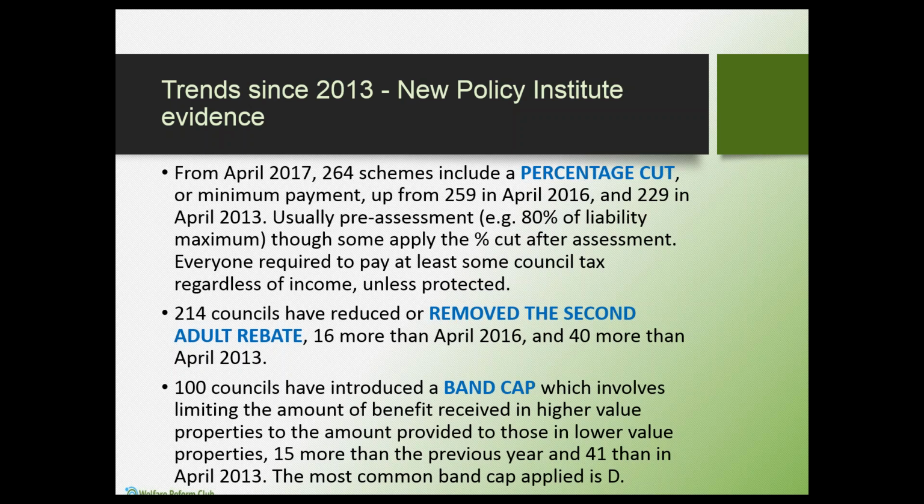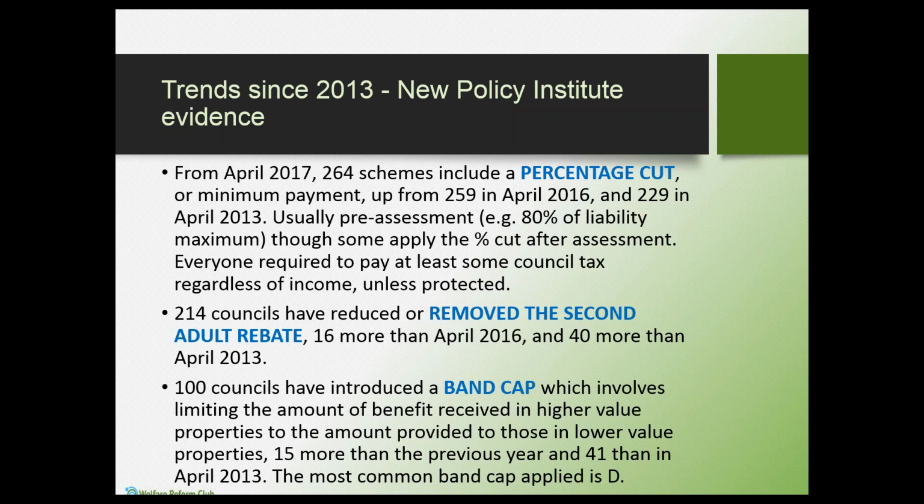So essentially, this was dealing with the 10% cut in budget that was imposed. So most of these will do that in advance of the assessment. So, instead of 100% of liability, we'll start off with 80% of the liability maximum and then go through the assessment. There are some authorities who do it the other way around. So you start with 100%, you go through the assessment, and then when you've got the assessment at the end, you then apply the percentage cut. But those, I think, are generally in the minority.